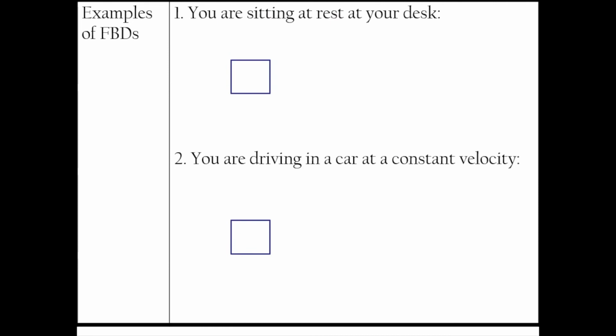So for example number one, we have somebody sitting at rest at their desk. When drawing our free body diagrams, we're always going to start with gravity. And gravity, just like we said before, points down. Then we're going to think, are there any forces acting in the opposite direction? Well, if we're sitting at our desk, it means that we're sitting on a surface. Since we have a surface, we're going to have a normal force pointing perpendicular from that surface. In this case, that's going to be straight up.